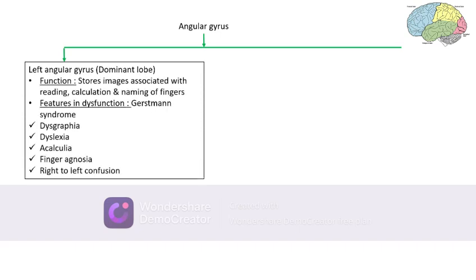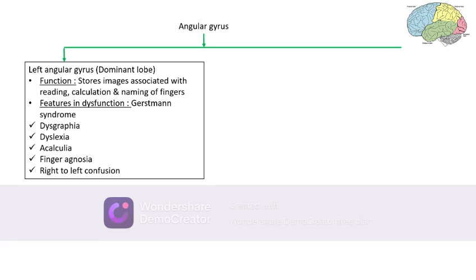Now talking about the angular gyrus. The angular gyrus is located in both the parietal lobes, the right and the left. However, both of them have different functions. Therefore, the features of angular gyrus dysfunction can help you to localize which half of the cerebral hemisphere is involved. Is it the left half or the dominant lobe, or is it the right half or the non-dominant lobe? So the left angular gyrus is storing images associated with reading, calculation, naming of fingers.